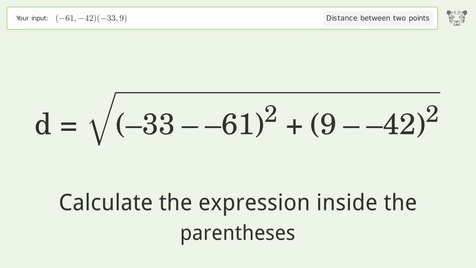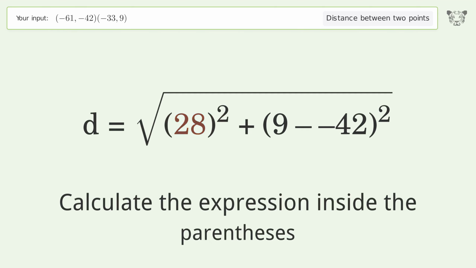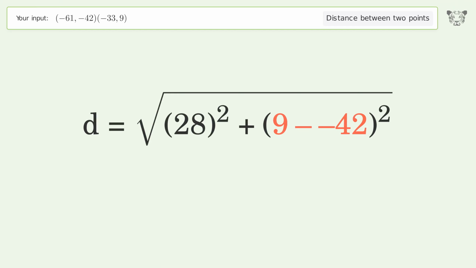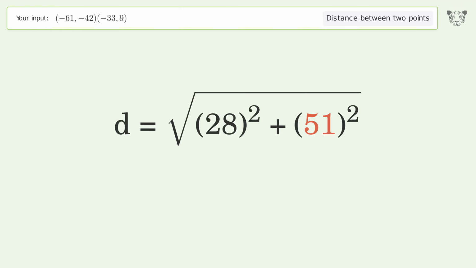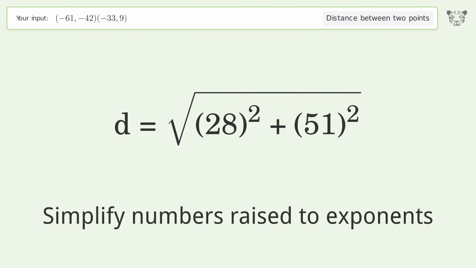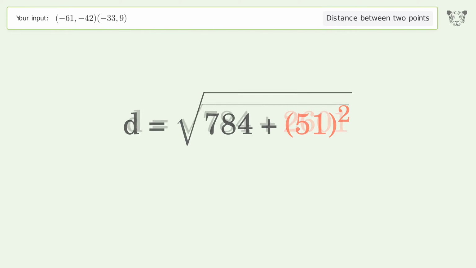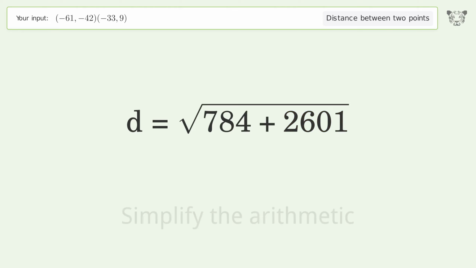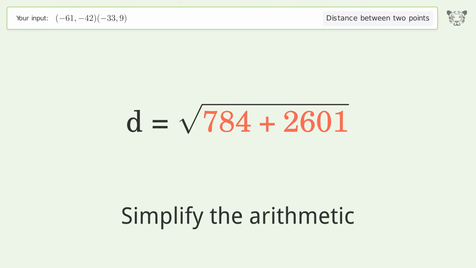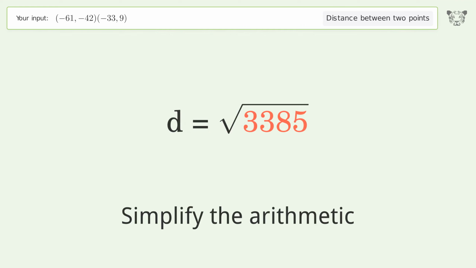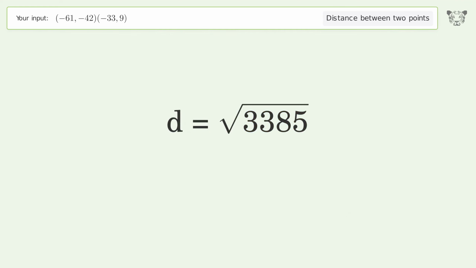Calculate the expression inside the parentheses. Simplify numbers raised to exponents. Simplify the arithmetic. And so the distance between the 2 points is the square root of 3,385, or 58.181.